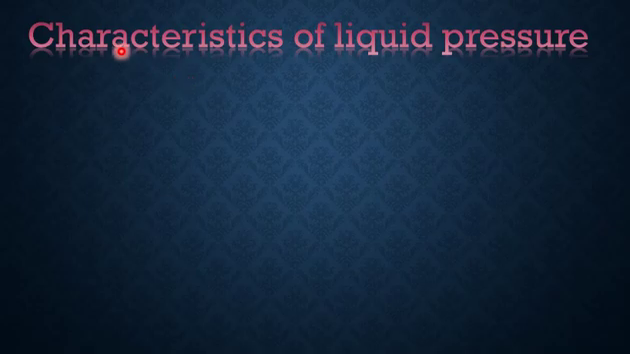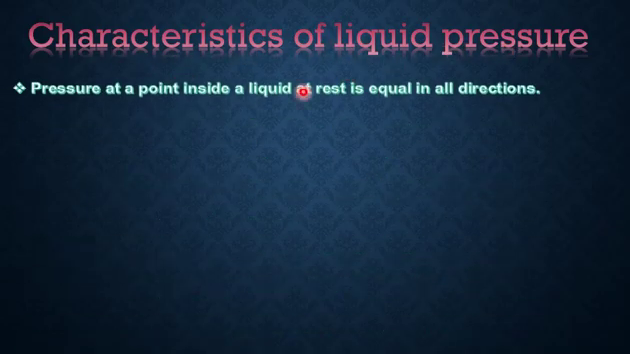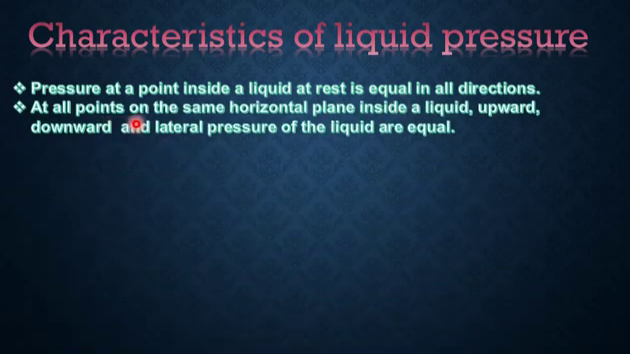Next, the characteristics of liquid pressure. First, see what is there. Pressure at a point inside a liquid at rest is equal in all directions. Means a liquid which is at rest will exert equal pressure in all directions. At all points on the same horizontal plane inside a liquid, upward, downward, and lateral pressure of the liquid are equal. Okay, upward means the pressure which is given in the upward direction, downward means in the downward direction, and lateral means sidewise, means on the walls of the container.